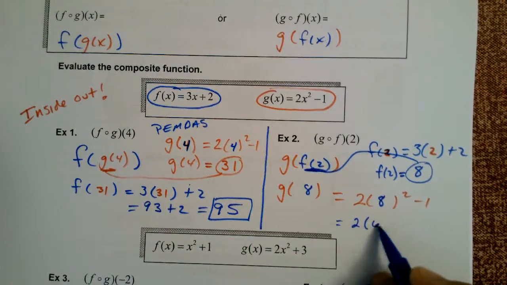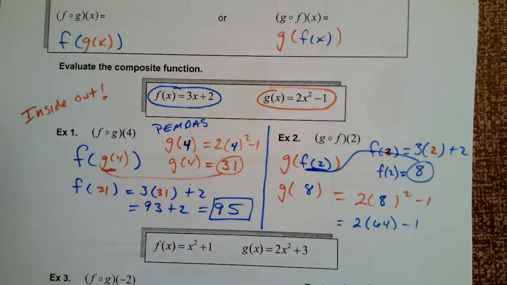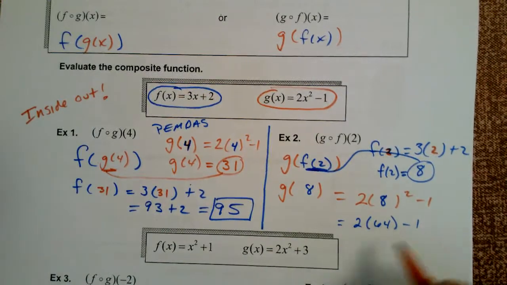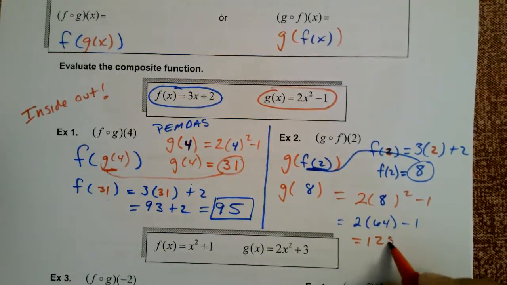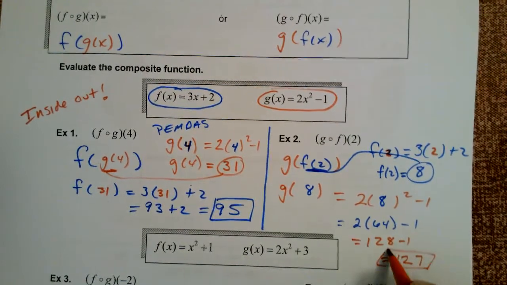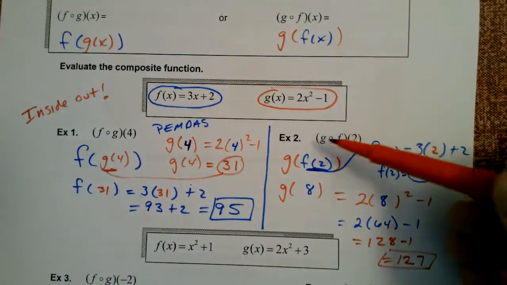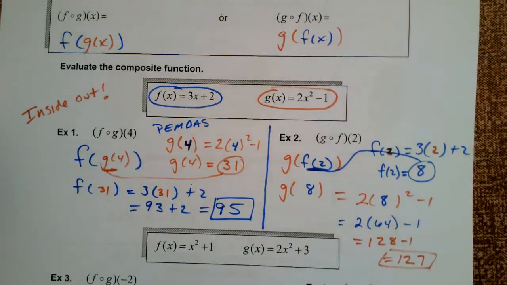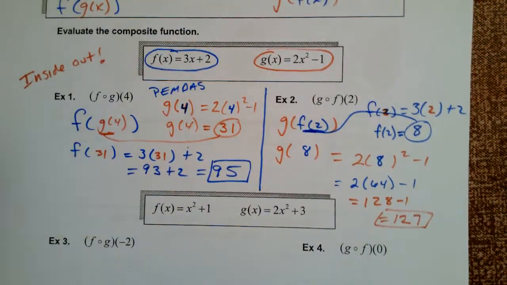2 times 64. And then we multiply that. 2 times 64 is 128, and then minus 1. Final answer we should get is 127. So when they ask me what g of f of 2 is, my final answer is 127.